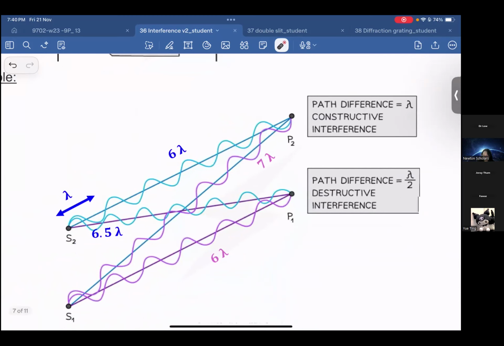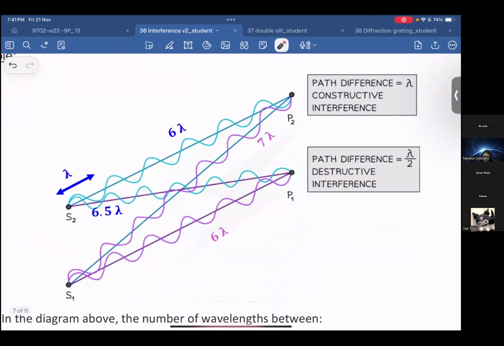How about destructive? How is destructive interference produced? We look at this case. For the wave due to source 2, we count as it goes to point 1: 1, 2, 3, 4, 5, 6, 6.5. Dear, 6.5, not yet one complete wave. 6.5 wavelengths. Then S1, the purple color.